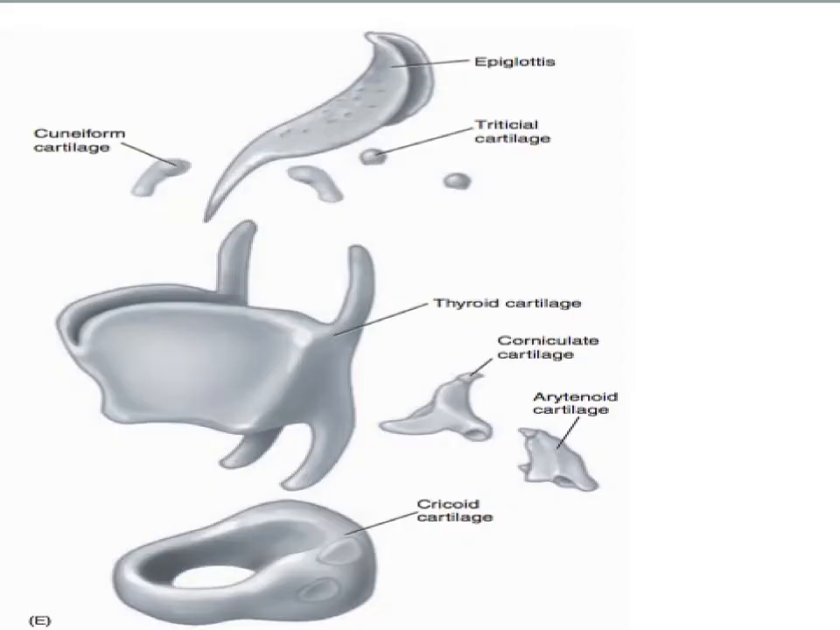These are the different parts of the larynx. This is the epiglottis, this is the tracheal cartilage, this is the cuneiform cartilage, this is the thyroid cartilage, this is the corniculate cartilage, the small one, the arytenoid cartilage, and the cricoid cartilage.